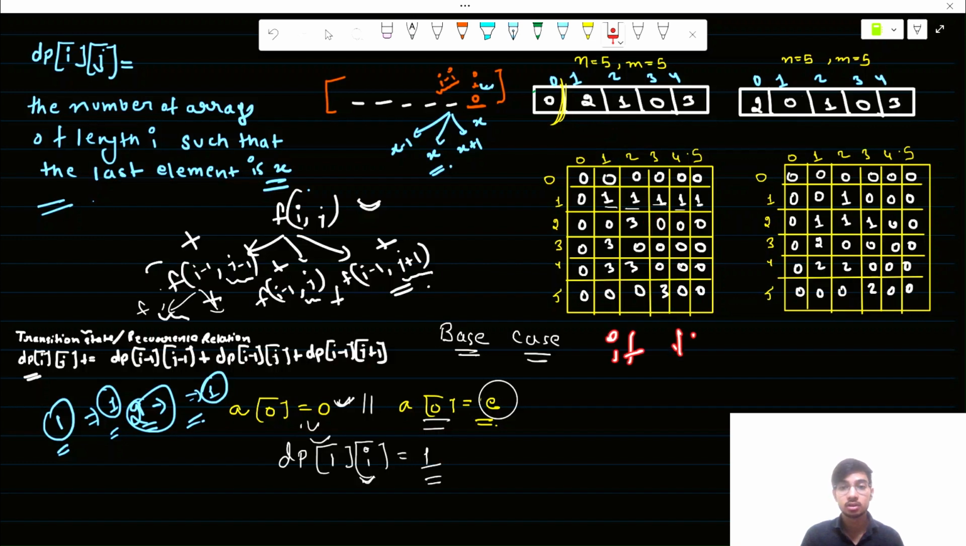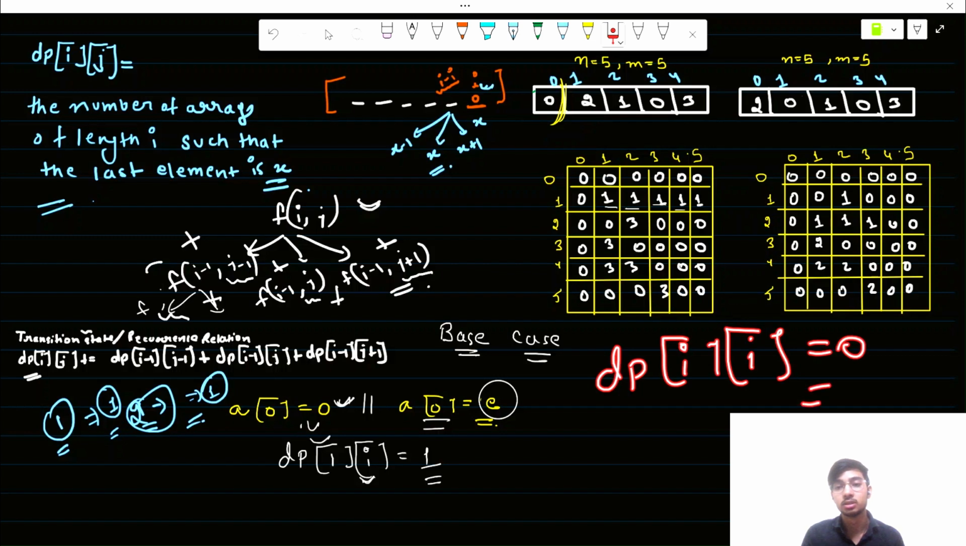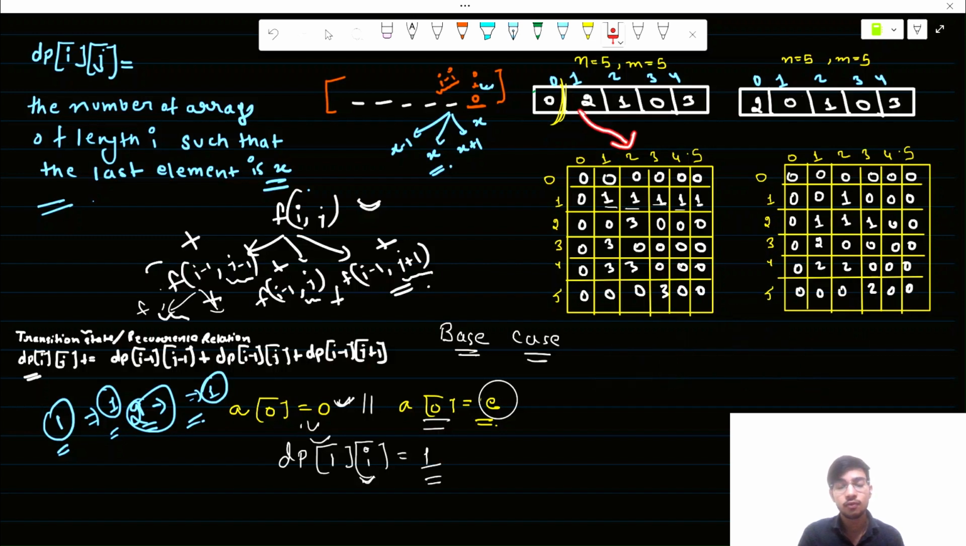So if a[i] minus 1 is 0, or a[i] minus 1 is not equal to j, this is j and this is i, right? If it is not 0, or if it is not equal to j, the number itself, then you are not going to fill it. So for that, dp[i][j] is going to be 0. If there is 2, you have to fill for 2. You cannot fill for 3 because there is some other element, 2, already present. You cannot fill for 4 because there is some other element already present.